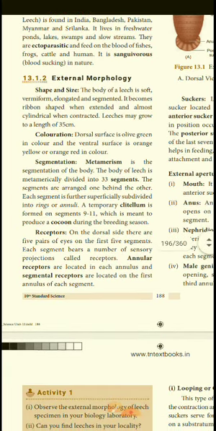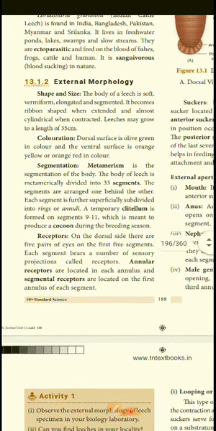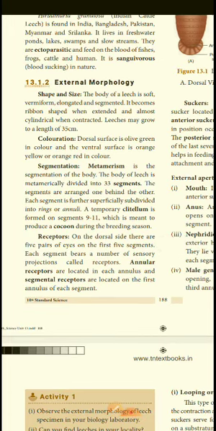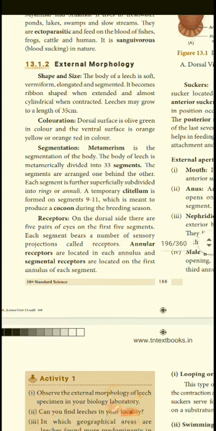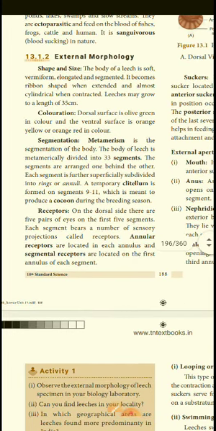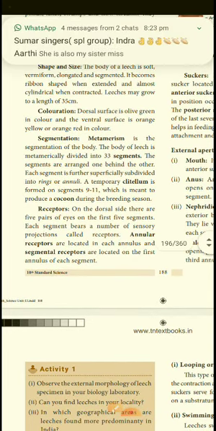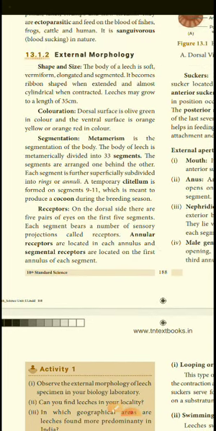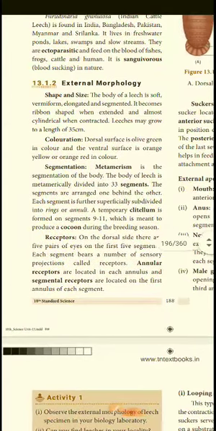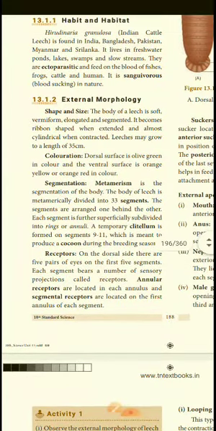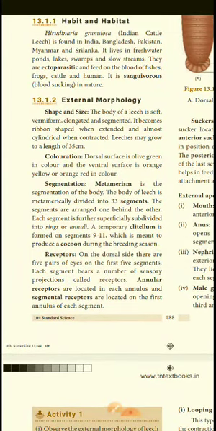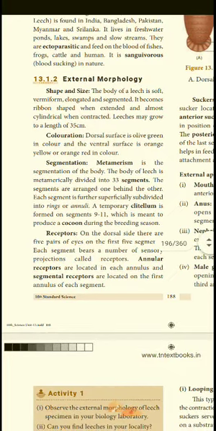Metamerism, or segmentation, is present. Metamerism is the segmentation of the body. How many segments are there? There are 33 segments, arranged in a line orderly, and each is subdivided into annuli. The clitellum is formed by the 9th to 11th segments. There are 33 segments, but the body length is 35 centimeters. Don't confuse these two.